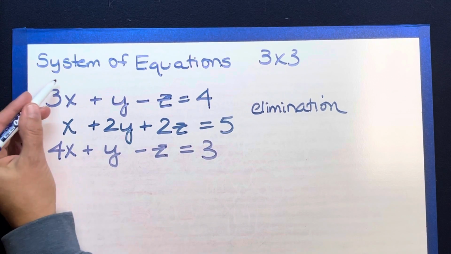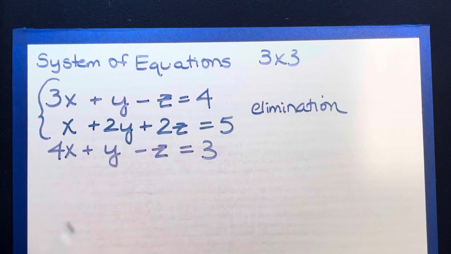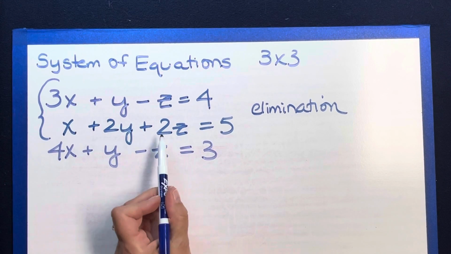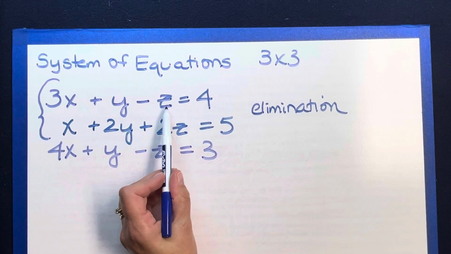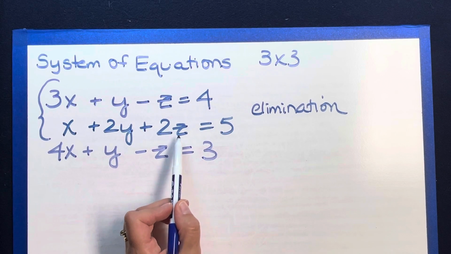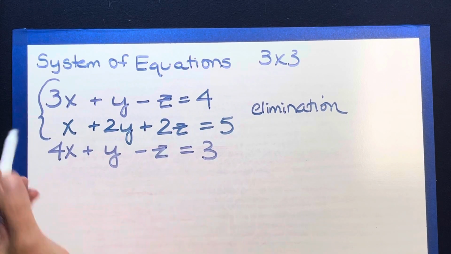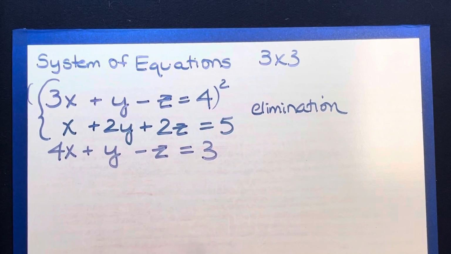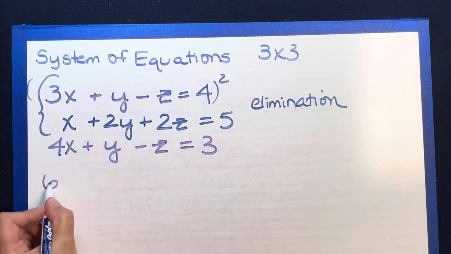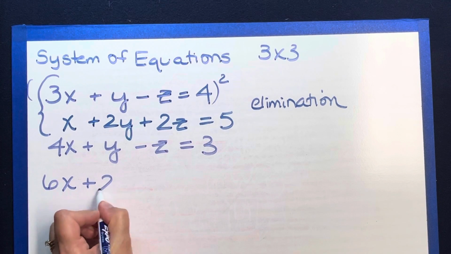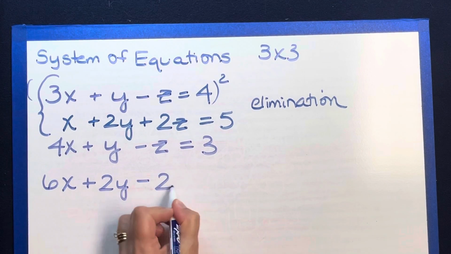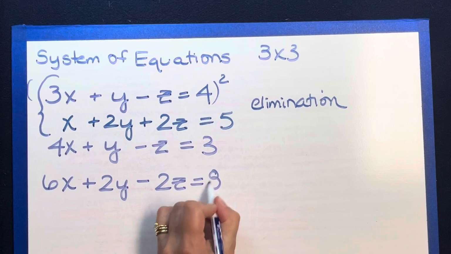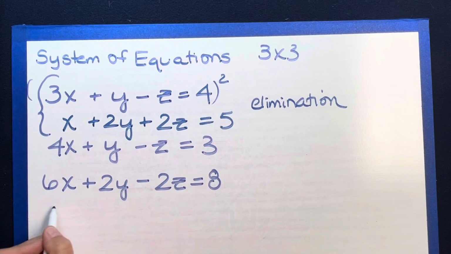So I'm going to start with the first two equations, and I want to eliminate the z. So I have a minus z and a plus 2z here. So the first thing I'm going to do is take my first equation up here and multiply it through by a 2. So I'll get 6x plus 2y minus 2z equals 8. And I'm going to keep the second equation the same.